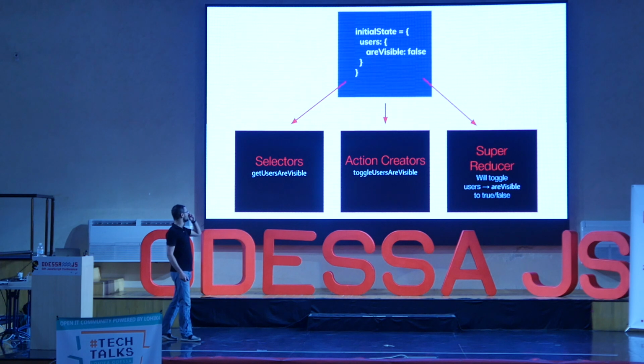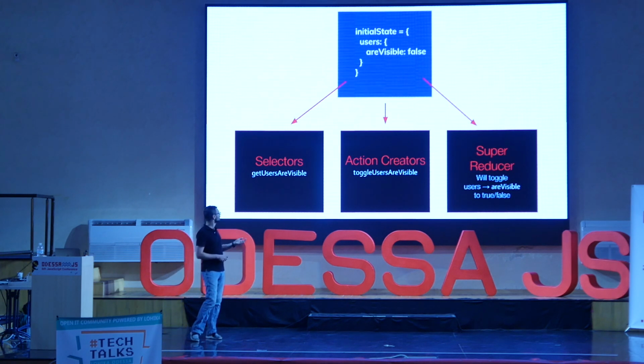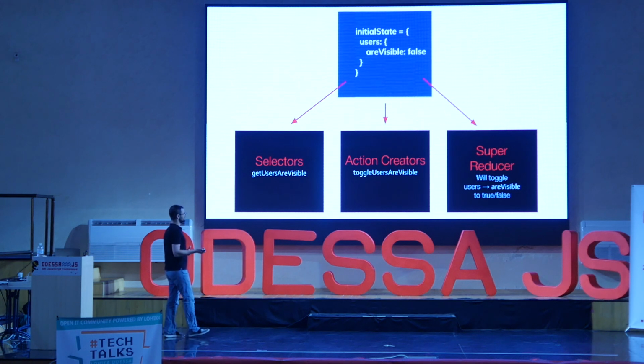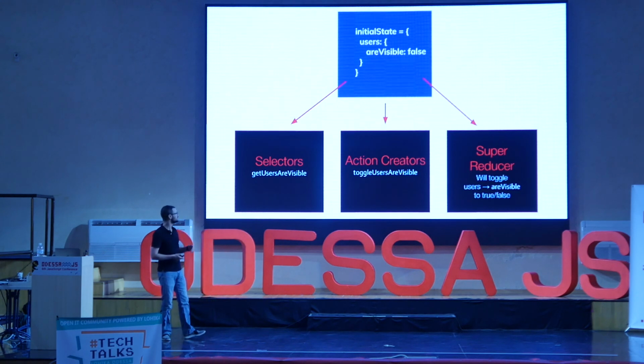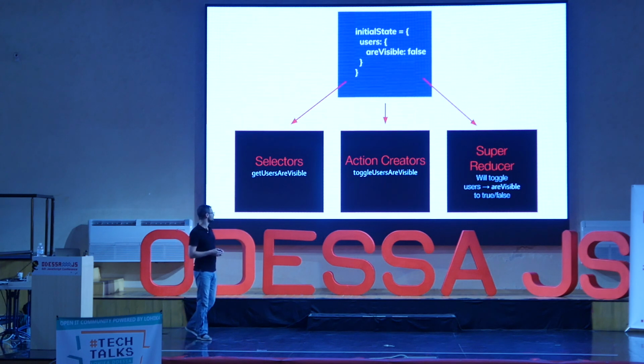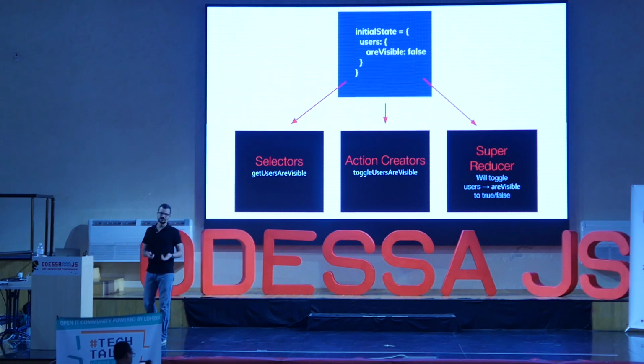So let's look at our example here. We provide the initial state of users are visible. And we're going to get a selector called get users are visible. We pass the state to it, and we're going to get the attribute false in this case. And we get an action creator called toggle users are visible. And the super reducer will toggle users are visible from true to false. When we fire this action, it's just going to reverse the value. And again, all this with just when we initiated this function.